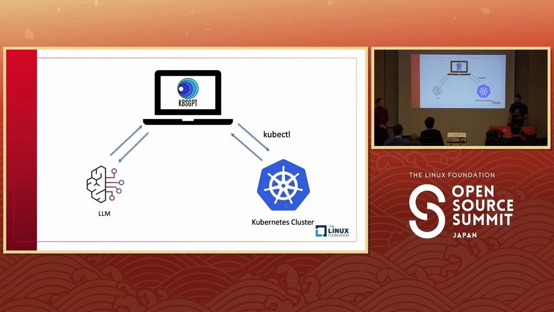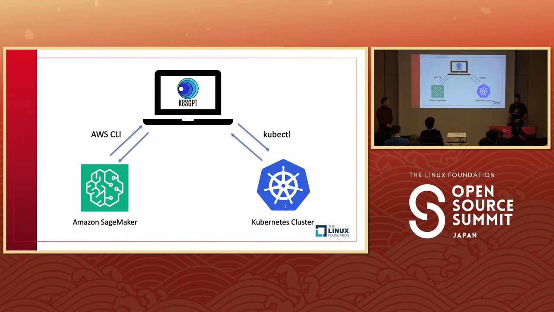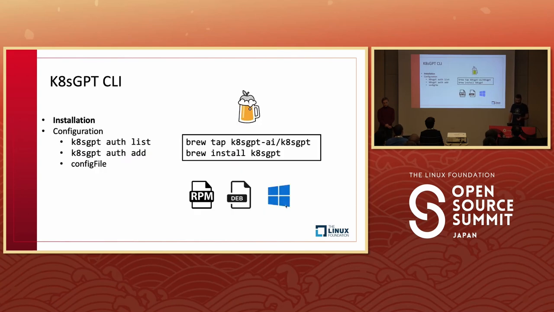And also you need to have connectivity to the LLM model that you pick, because there is a bunch of them that will be covered later on as well. In our example, we used Amazon SageMaker in AWS. And in this case, to have connectivity to SageMaker, we just need the AWS CLI configured and temporary credentials locally. To install it on a laptop, the K8GPT CLI is provided as a package.